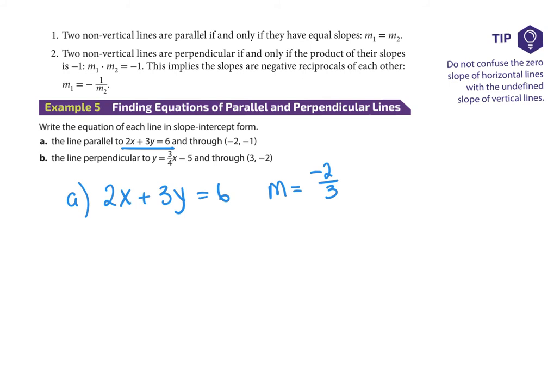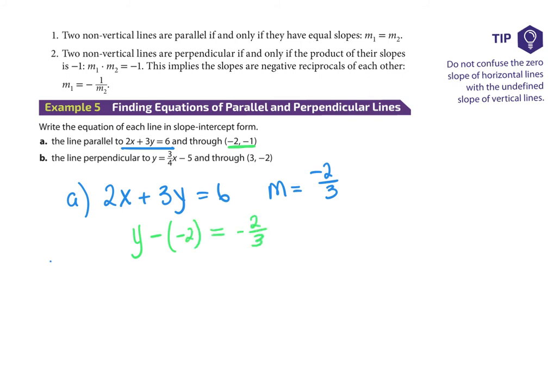Now they want a line that is parallel to this line, which means I'm going to use this slope, okay? And they have given me a point. So I have the slope and a point. What am I going to use? Point slope, right? So through this point, y minus y1 equals m.